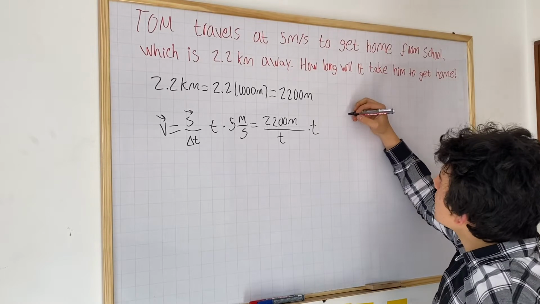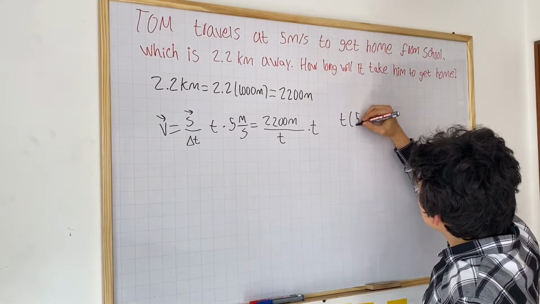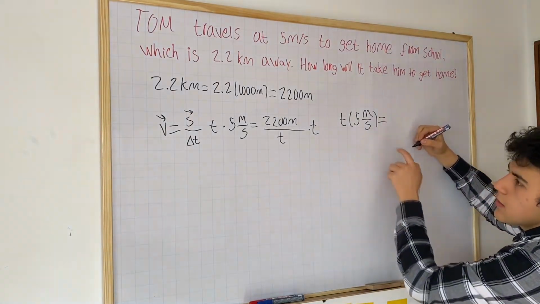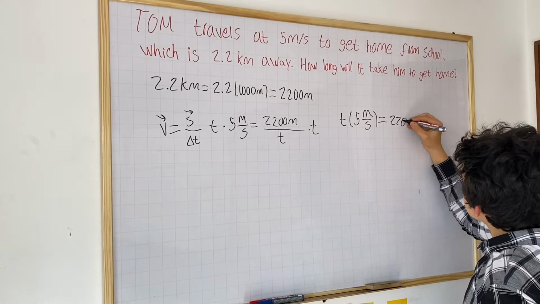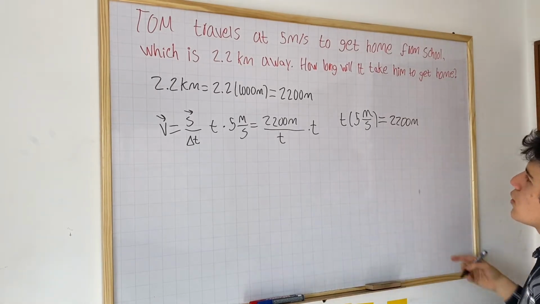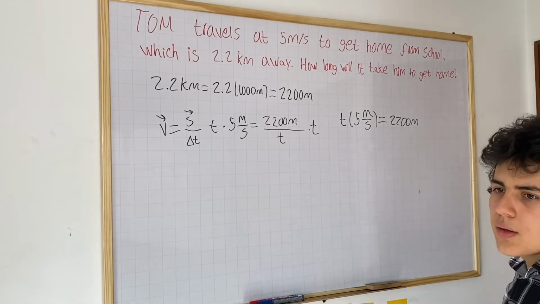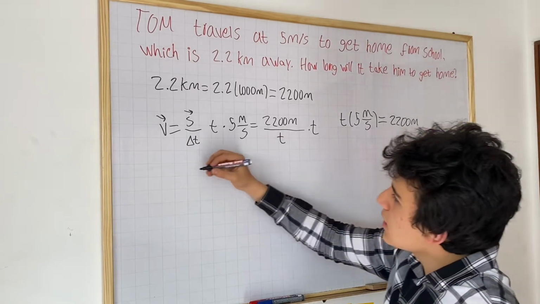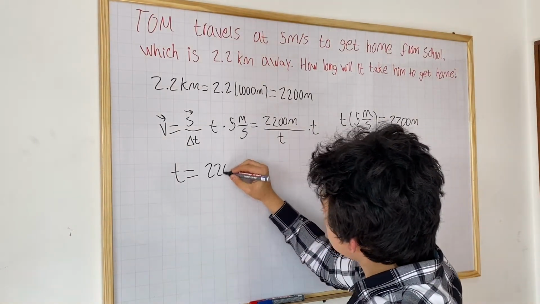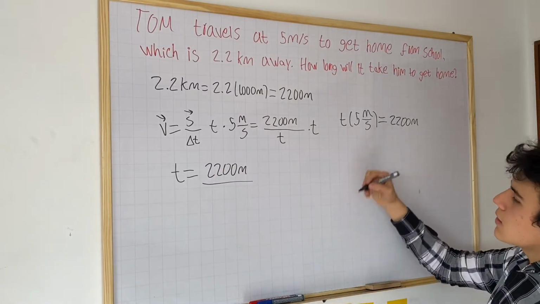Now let's solve for time. In here we would get that this is time times 5 meters per second, and this is equal to 2,200 meters. Now we need to move this one to divide to the other side, or just divide by 5 meters per second on both sides, and we would get that time is equal to 2,200 meters divided by this.